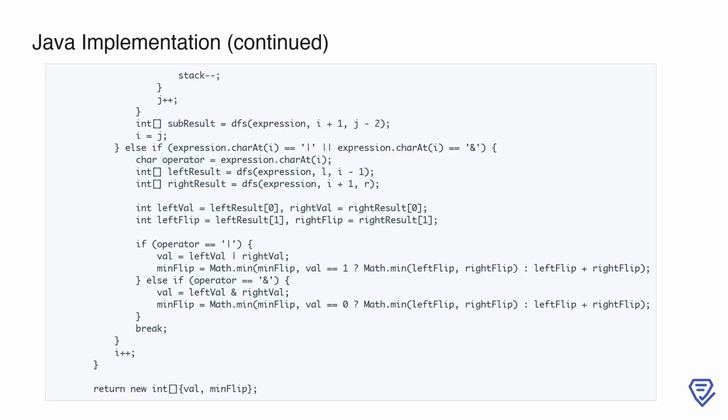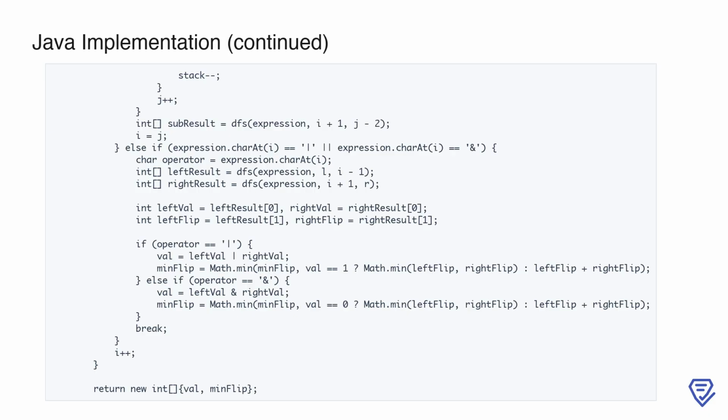Depending on whether the operator is OR or AND, we calculate the resulting value of the expression. For the OR operator, the value is true if either side is true, and the number of flips required depends on whether the result is true or false. Similarly, for the AND operator, the value is true only if both sides are true, and the minimum flips are calculated accordingly. The loop then breaks, as we've processed the operator and its operands.